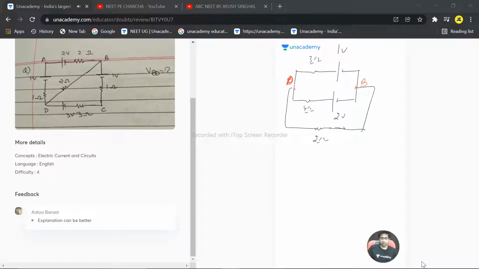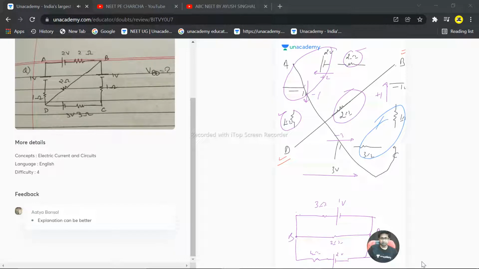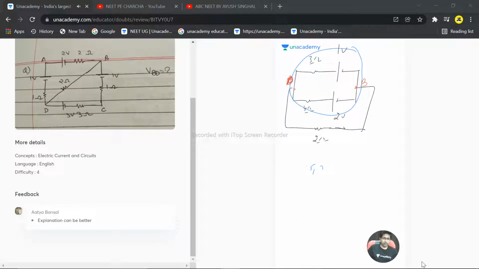Now let's start solving this question. We have seen that the polarity of the batteries is the same, so we'll use the formula (E1R2 + E2R1) / (R1 + R2). That's the formula we're going to apply for calculating the equivalent. E1 is 1, so 1 times 4 plus 2 times 3, divided by 4 plus 3, which is 7. So this becomes 6 and 4, 10 by 7 volt. That is the equivalent we are getting right now.